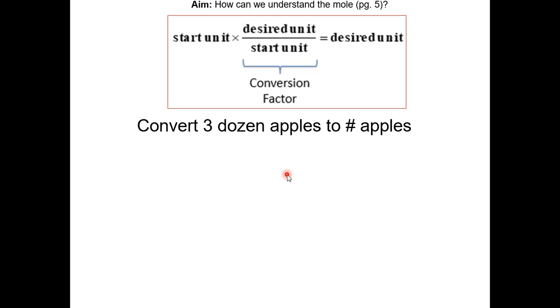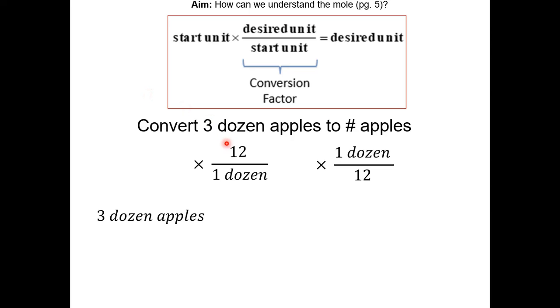Let's look at a simple example first to review using the equation. We want to convert 3 dozen apples to the number of apples. The start will be 3 dozen apples. We know 1 dozen is 12. So here are two conversion factors: either it's 12 over 1 dozen or 1 dozen over 12.